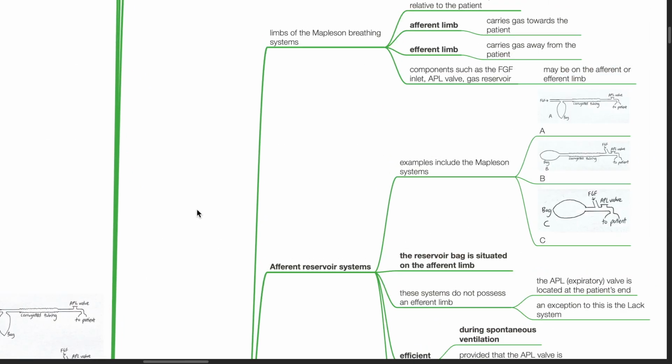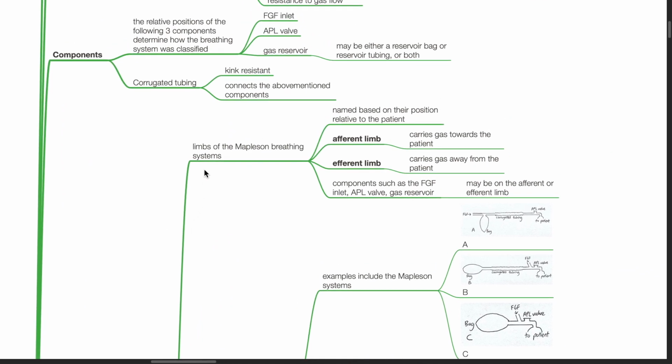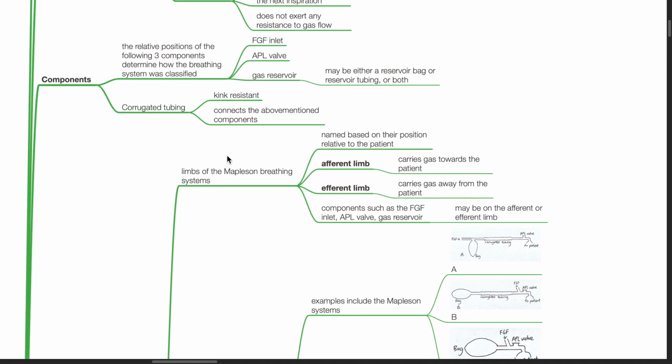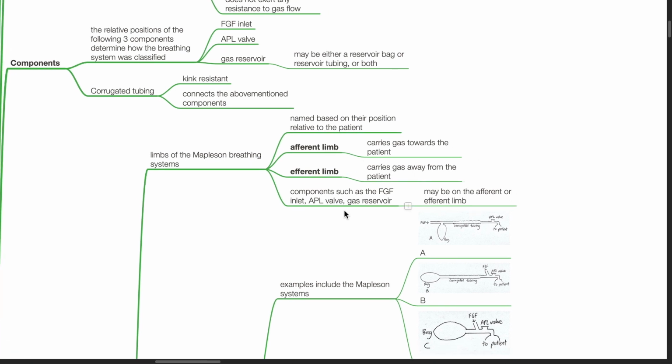Afferent versus efferent reservoir systems. Limbs of the Mapleson breathing systems are named based on their position relative to the patient. The afferent limb carries gas towards the patient, and the efferent limb carries gases away from the patient. Components such as the fresh gas flow inlet, APL valve, and gas reservoir may be on the afferent or efferent limb.